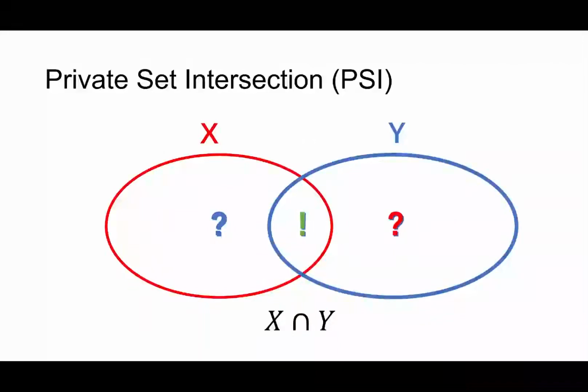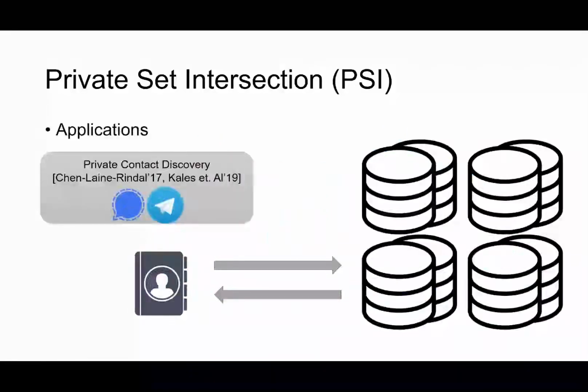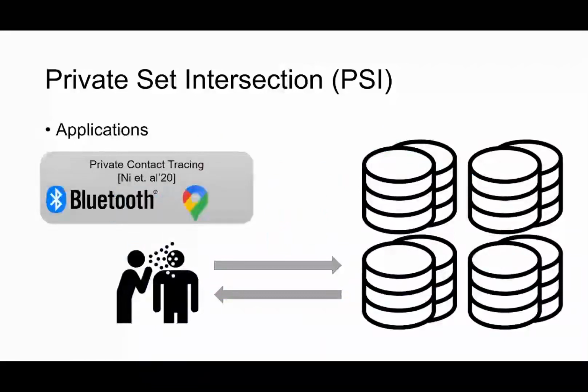First, we need to define private set intersection. Alice has set X, Bob has set Y, and they are going to compute the intersection of X and Y without any other information being leaked. There are several applications, such as private contact discovery or private contact tracing. We're going to focus on a private contact tracing scenario because it fits the updatable setting.